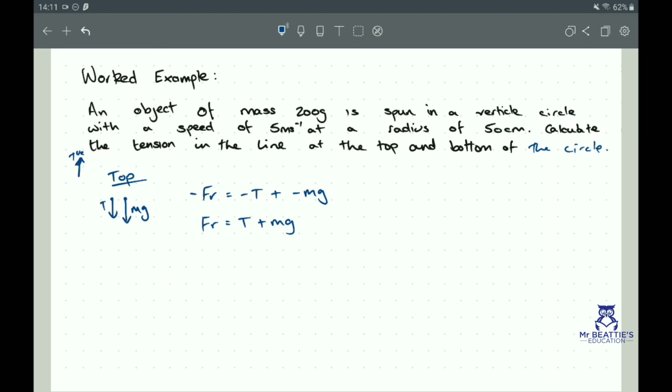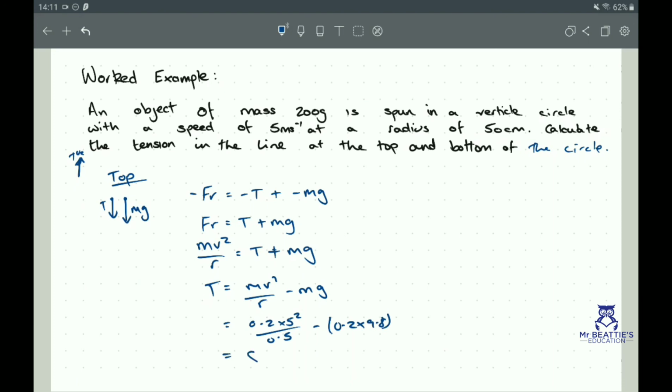Okay, now because it's being spun in a circle, we know that the resultant force is the centripetal force. So we can say that that's going to be equal to mv squared over r, because that's one of our equations for centripetal force. And so what we can do is rearrange this. And so tension is going to be equal to mv squared over r take away mg, which is going to be 0.2 times 5 squared divided by 0.5 take away 0.2 times 9.8. That's going to come out as 8 newtons at the top, okay?